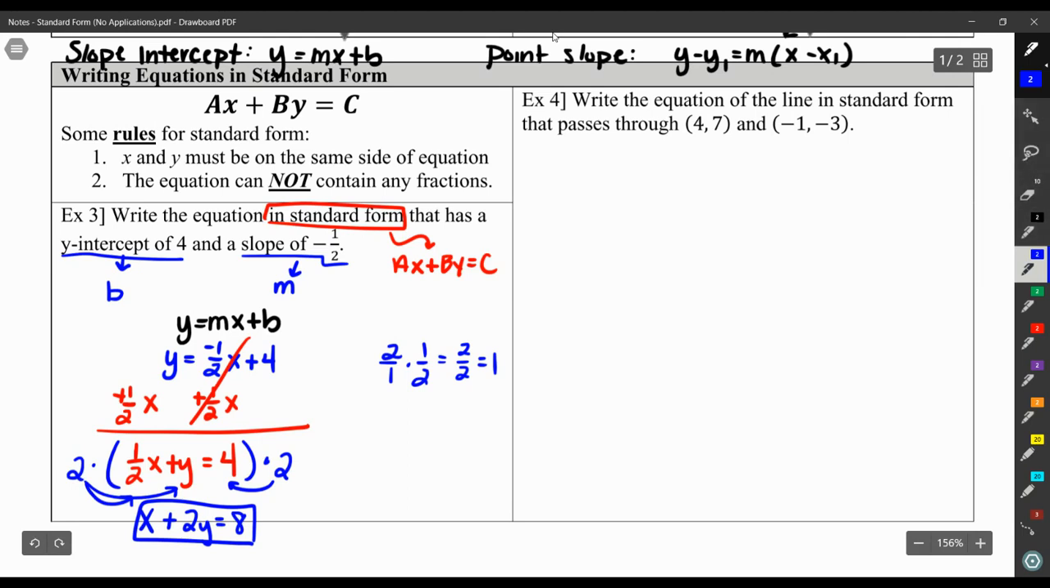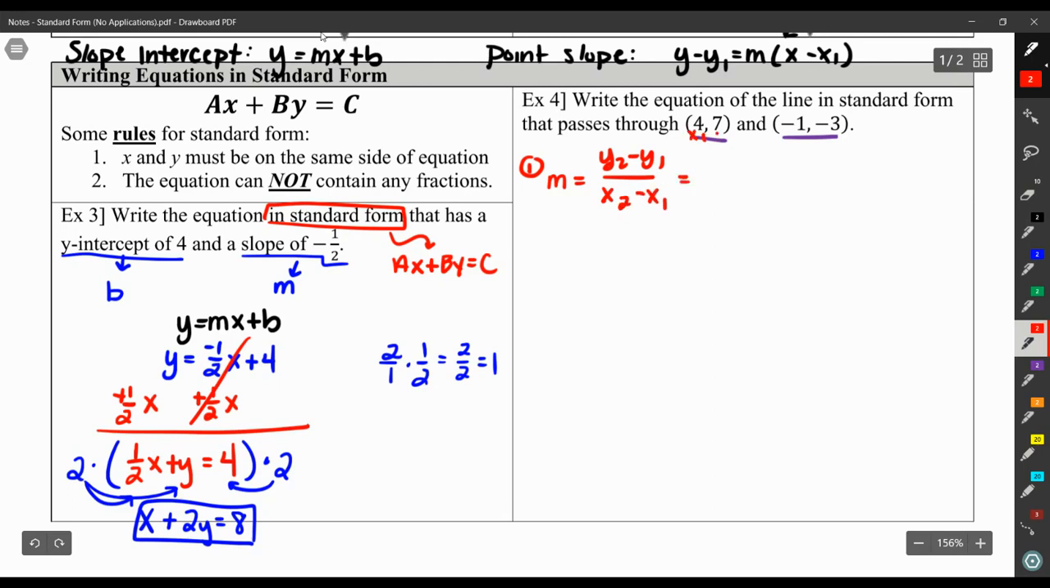Write the equation of the line in standard form that passes through (4, 7) and (-1, -3). Well, now in this case, we were given 2 points. So in either method, slope-intercept or point slope, I need the slope of the line, which I was not given. So I have to actually go find the slope of the line before I can do anything, because a linear function always has slope. So if I'm not given slope, I need to go find the slope.